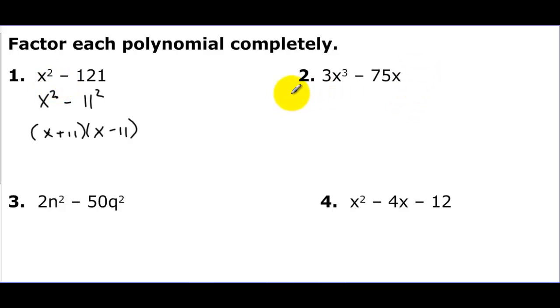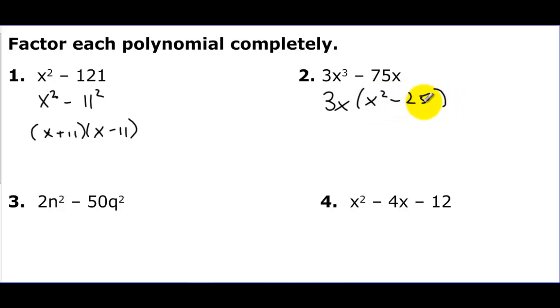Okay. Problem number 2 is the same thing, but when I look at 3x cubed minus 75x, they are not perfect squares. So I couldn't use the binomial method if I wanted to do these. However, I can first look at it and say they have a GCF of 3x, and when I remove that GCF, I'm left with x squared minus 25.